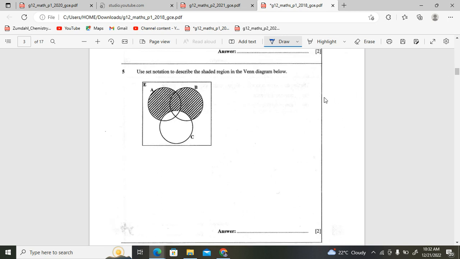Okay, another one here. Use set notation to describe the shaded region in the Venn diagram. Now we can see for this one we haven't shaded C. So what we're talking about is C complement.